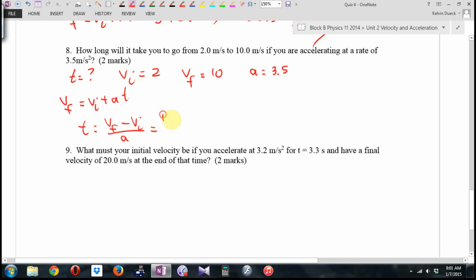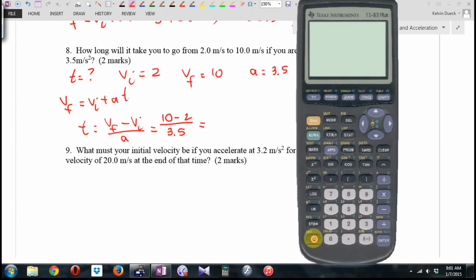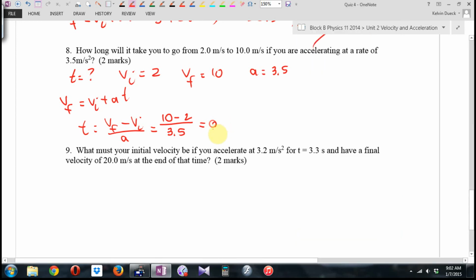VF minus VI over A. It's going to be 8 divided by 3.5. I made up this question because I didn't care enough to make it work out evenly. Do that one in your head, Mr. Dueck. I can't. It's got a yucky 7 in it. 8 divided by 3.5. Do you get 2.3 what? Seconds.